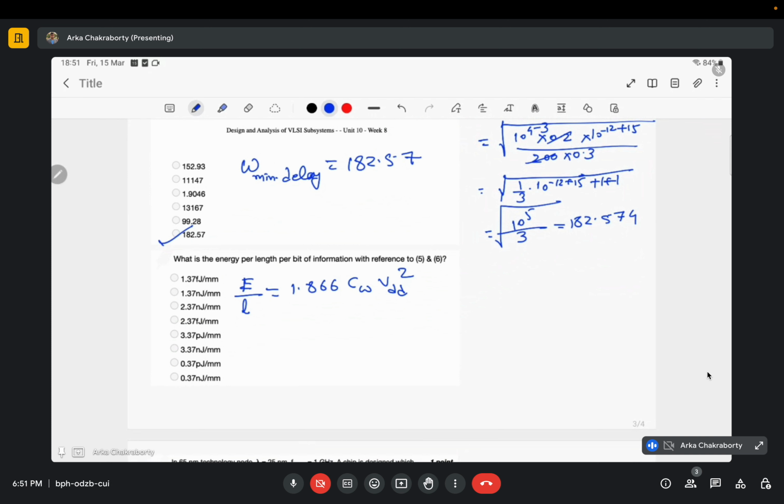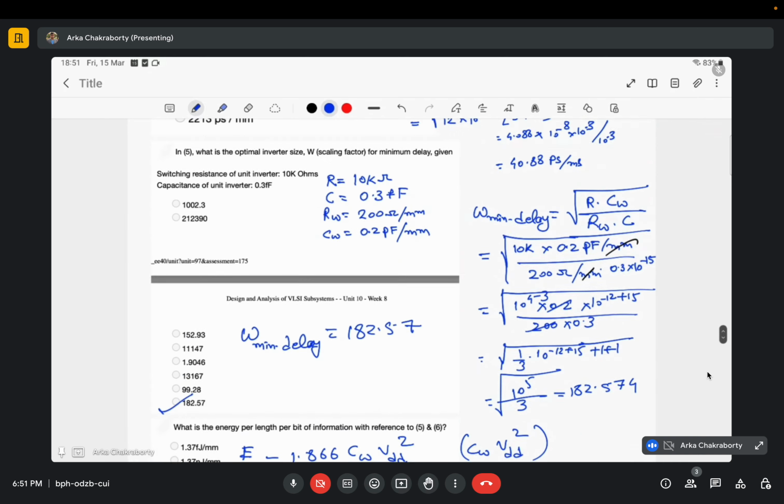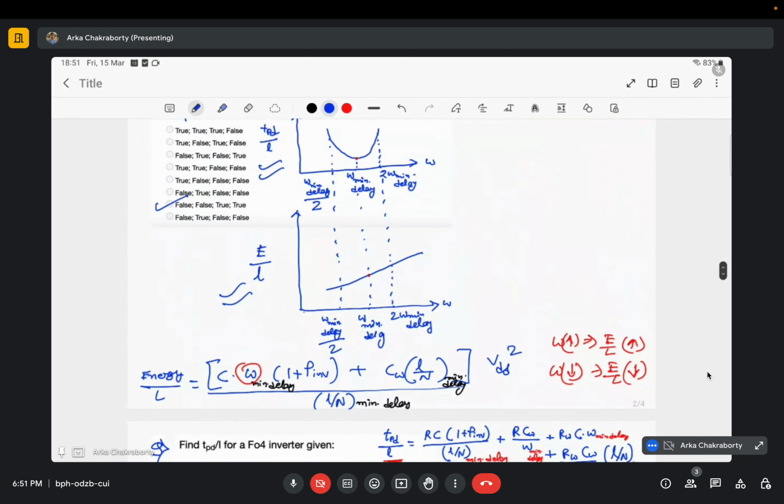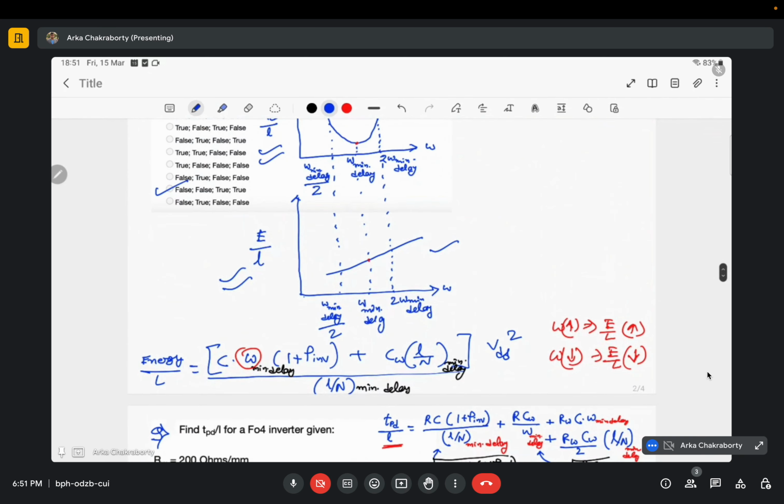If repeaters were not present, it would have been simply CW VDD square. But as repeaters were present, it is consuming more, 86.6% of energy per unit length due to the presence of repeaters, right? In case of minimum delay. So if it was not the case of minimum delay and it was half of that, then we would have got energy of how much? Half of that, 43.33, because in the previous questions we have seen that it follows a linear relation. Okay.